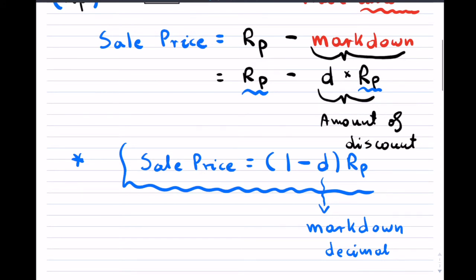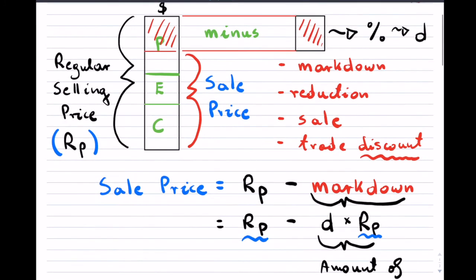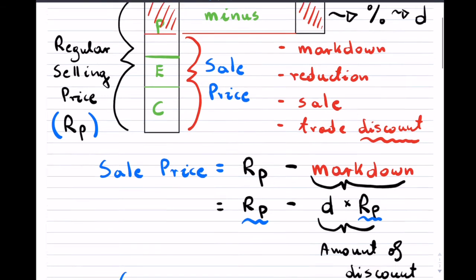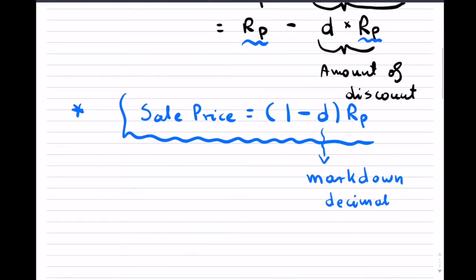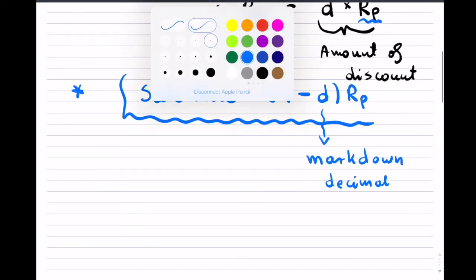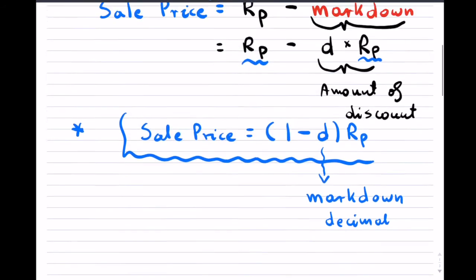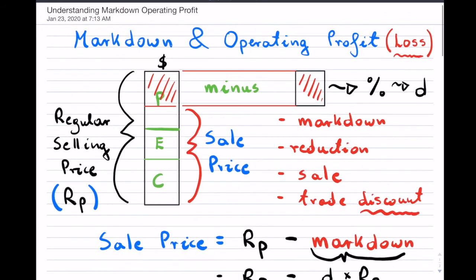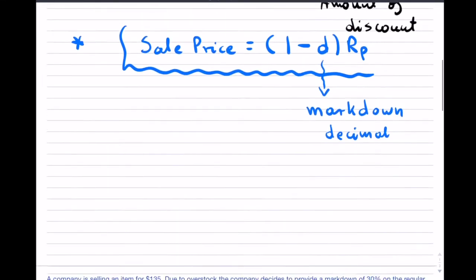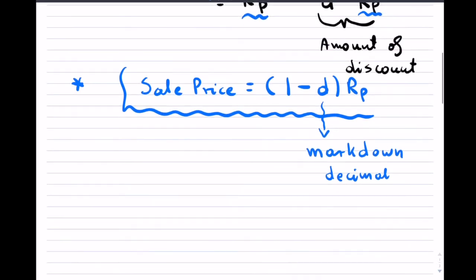So that sounds all nice. Hopefully this picture makes sense to you, that you're just reducing the price and your sale price is obviously different and lower than your regular selling price. And now we can use this formula to calculate our sale price if necessary. Now, what I wanted to point out to you also, and I will show you an example shortly, is this operating profit, or possibly an operating loss. That depends on how much of a discount you have given.